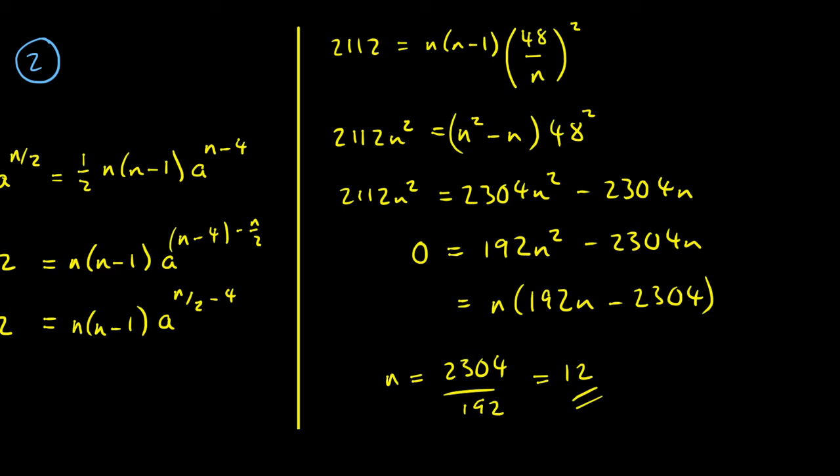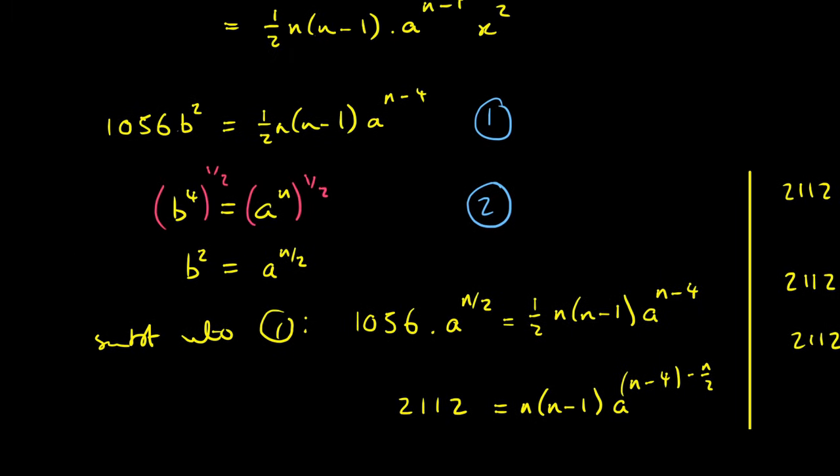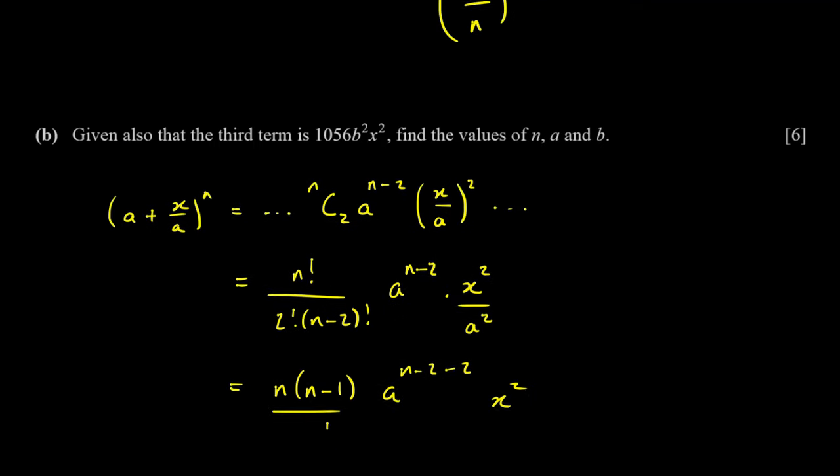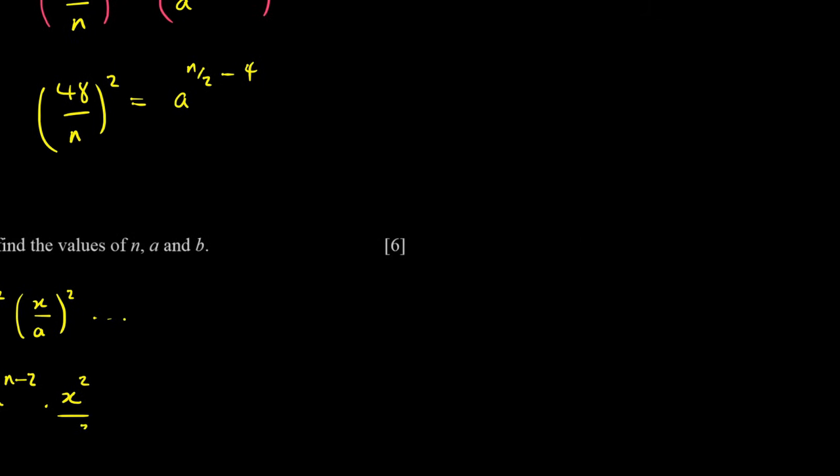Well, okay, then I'm required to find a and b then, aren't I? Right, so what's the easiest way to do that? Use this guy here, right? So I'm gonna substitute into the answer for part A. Sorry, my writing's a bit of a mess because unfortunately my board is kind of cut off. When n is equal to 12, we substitute in, we're gonna get 48 upon 12 to the power of 2 is equal to a.